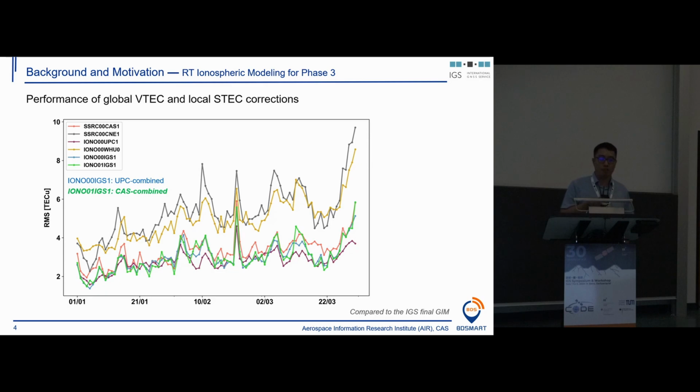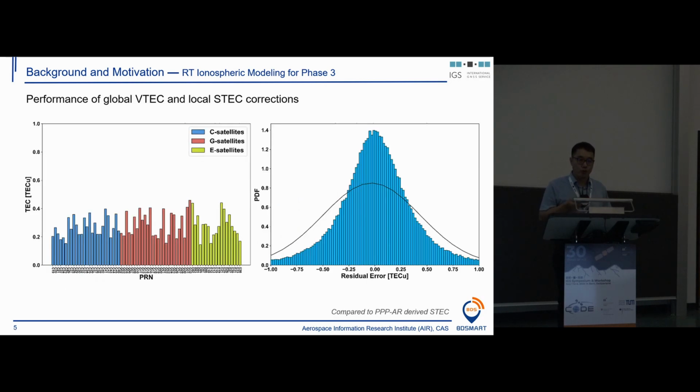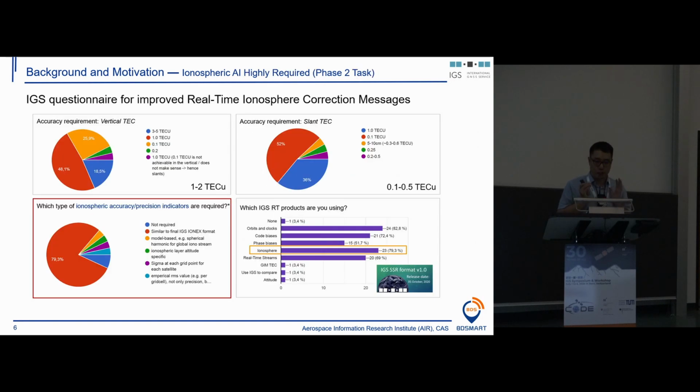Here I give some examples of our real-time ionospheric products. The first one is our combined real-time global ionospheric maps. The performance, I would say, is quite similar to what the IGS combined GIM product provides, and we have provided this combined real-time GIM product to the IGS since 2 years ago. And for the local slant ionospheric modeling, this area is located in the north part of China, and we can now reach a modeling accuracy of about 0.5 TECU for each satellite.